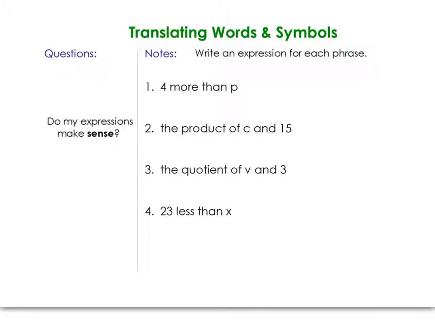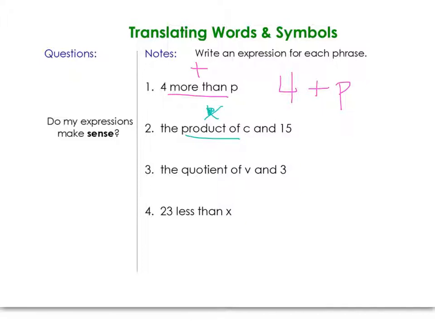4 more than P. Well, more than means to add, so I get 4 plus P. The product of, what does product of mean? I'm going to multiply. We can do an X for multiply.